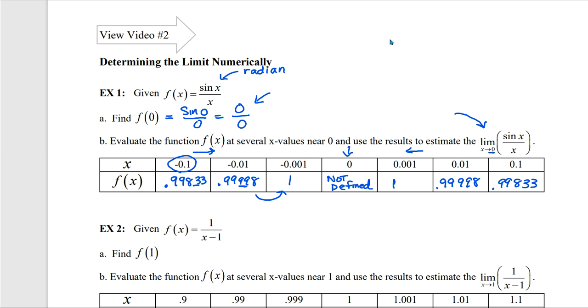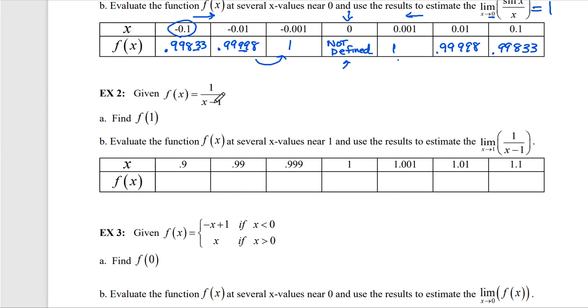And so at 0, it's not defined, but do you see that the behavior near 0 is that both sides are going to 1. So when we evaluate this limit, we're going to say it is equal to 1 because on both sides they agree and are approaching the exact same number. So that's the first one.